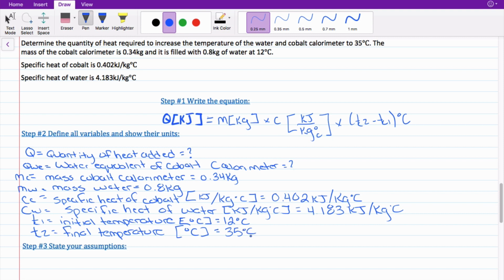So step number 3 out of our 5-step process is state your assumptions. So we'll assume that while the quantity of heat that's required to increase the temperature from 12 degrees to 35 degrees, none of that heat that's applied to the cobalt calorimeter or the water is lost to the surroundings. So we'll say none of the heat is lost to the surroundings.